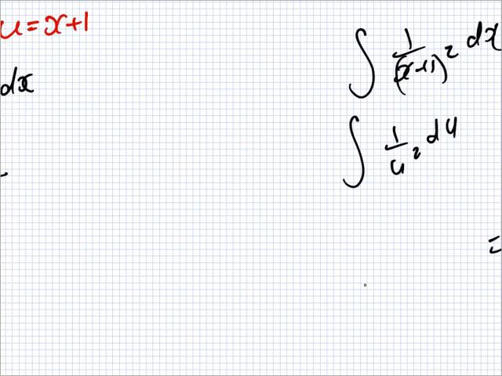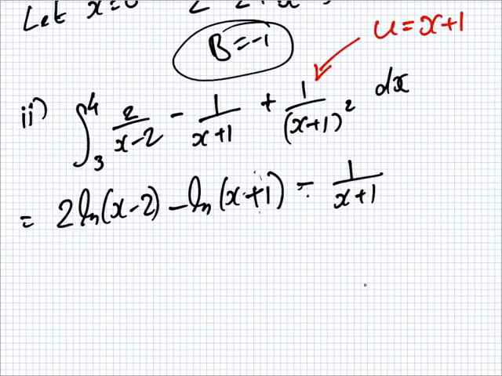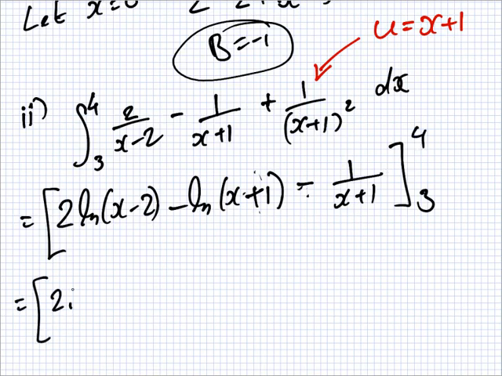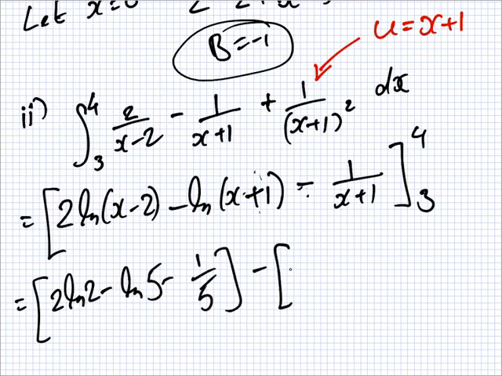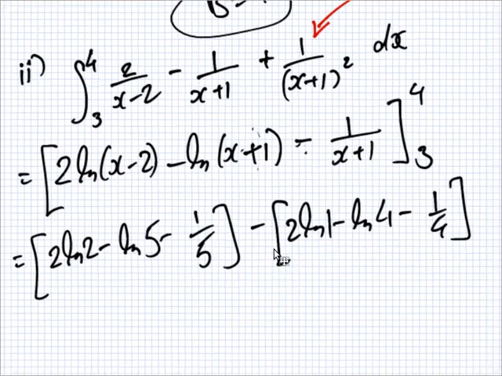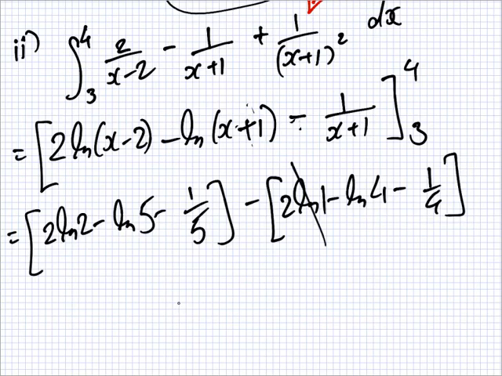Right, so if I go back here, what are the limits? 3 to 4. Yeah, 3 and 4. So if I put in 4 first, I'll get 2 log 2 minus log 5 minus 1 over 5. And then if I put in 3, I get 2 log 1 minus log 4 minus 1 over 4. Well, log 1 is 0, so that's great.